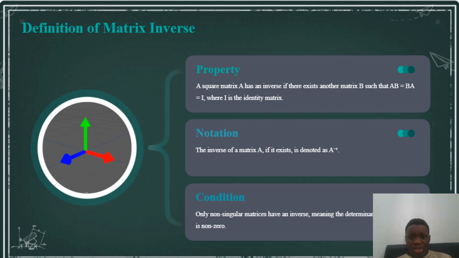A square matrix. The definition of matrix inverse initially. The property of matrix inverse. A square matrix A has an inverse if there exists another matrix B such that AB equals BA equals I, where I is the identity matrix. The inverse of matrix A, if it exists, is usually denoted by A raised to the power minus 1, that is, the inverse sign.